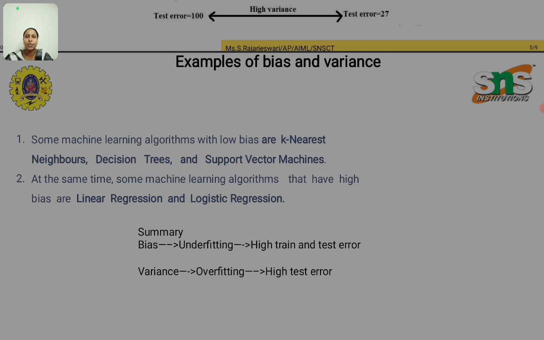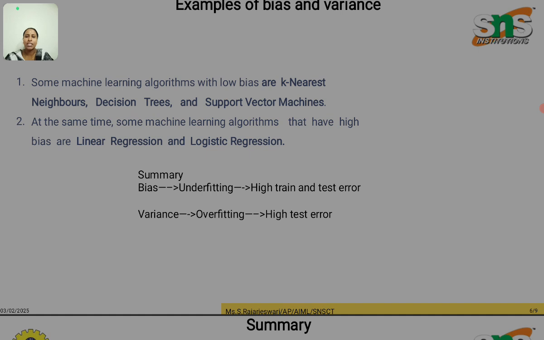Some machine learning algorithms with a low bias are k nearest neighbors, decision tree and support vector machines. SVM has a low bias because it has a hyperplane. At the same time, some machine learning algorithms have high bias, such as linear regression and logistic regression. The summary of bias and variance is: bias means underfitting, with high train and test error. Variance means overfitting, with high test error.